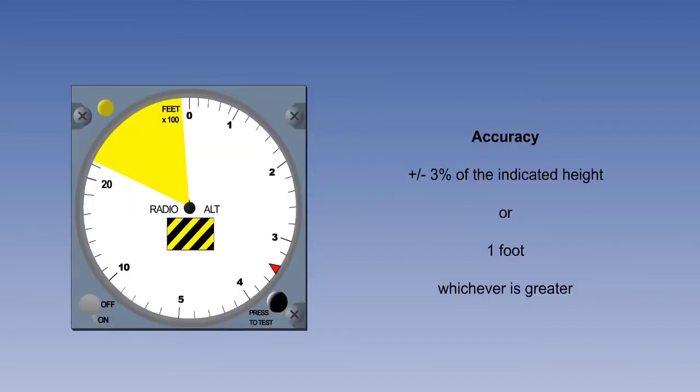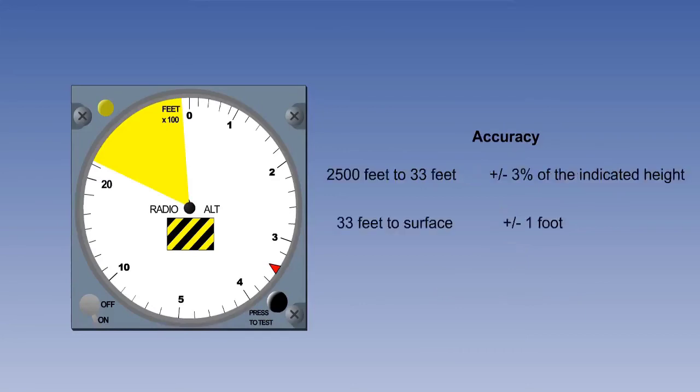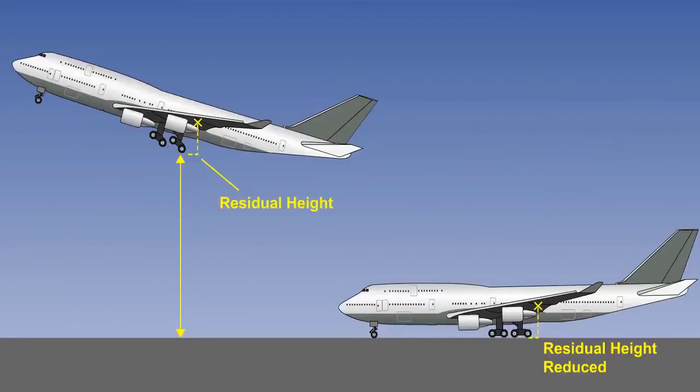Between 2,500 feet and 0, the system is accurate to within plus or minus 3% of the indicated height, or 1 foot, whichever is the greater. This means that it is within 3% down to 33 feet, then within 1 foot beneath that. The radio altimeter is required to indicate 0 as the main wheels touch down on the runway.